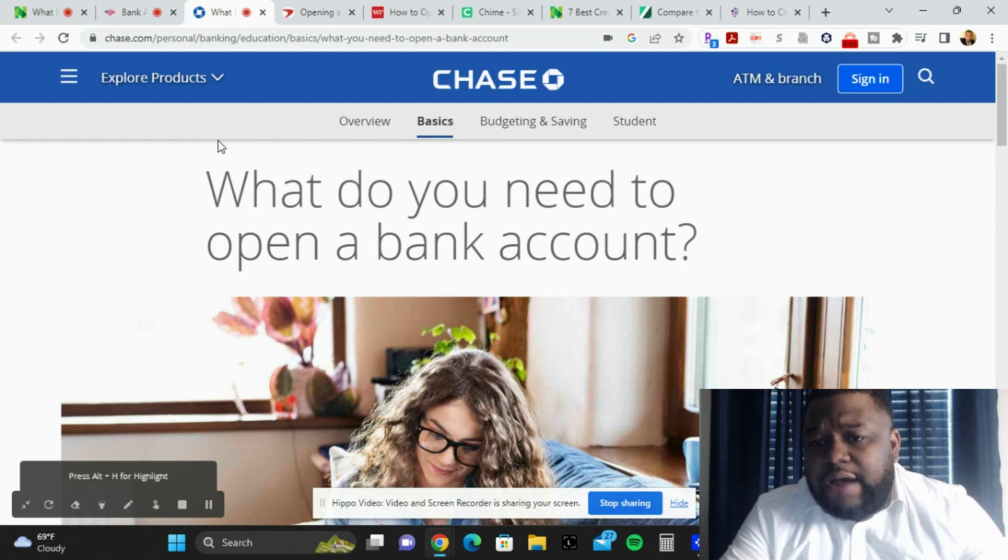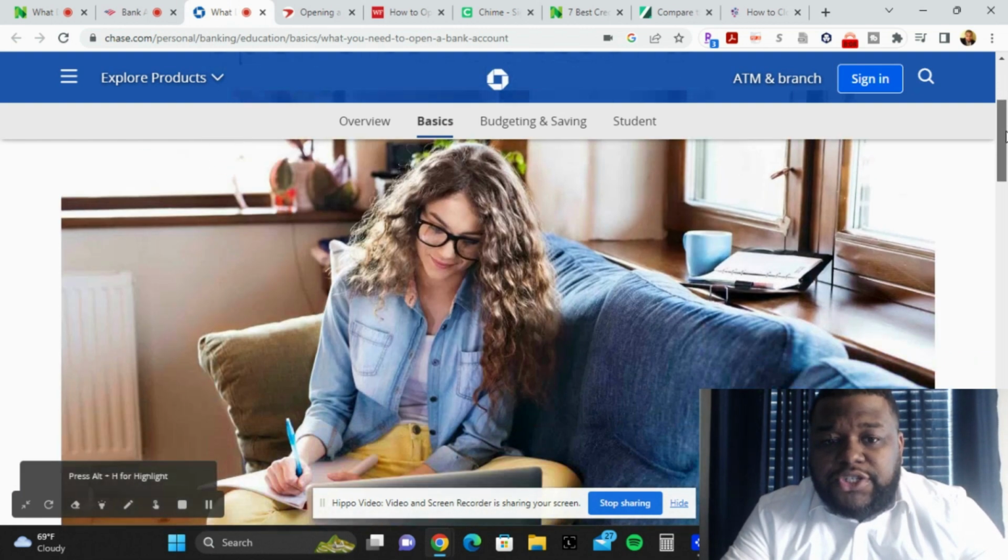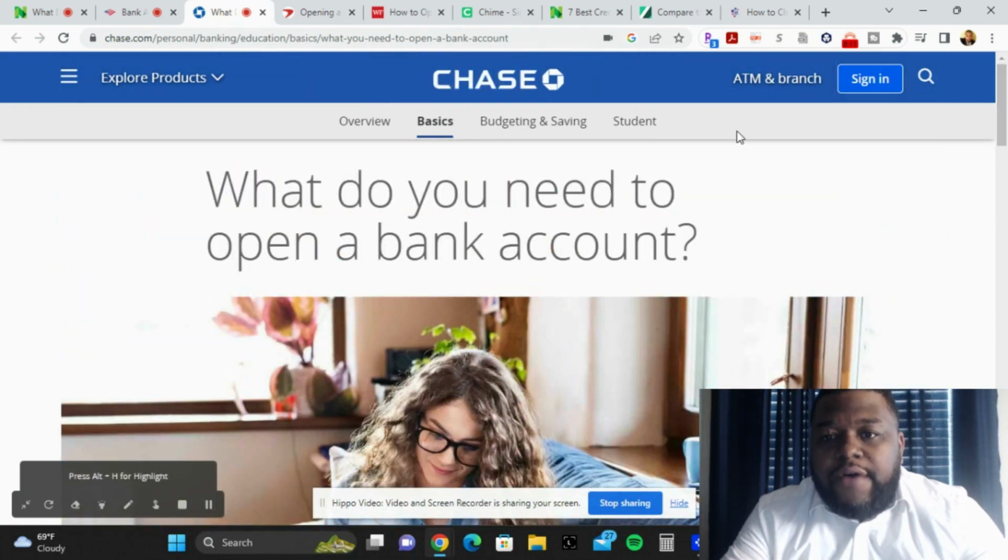If you want another option, you have JPMorgan Chase. This is also a good option to choose if you want to go down the route of a trusted bank that has a long history for checking or savings. JPMorgan Chase, I use this for my personal checking. I use Bank of America for my business account.